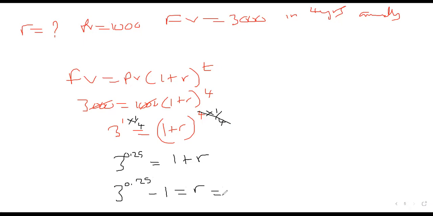So it is basically subject of the formula. We're basically looking at subject of the formula.